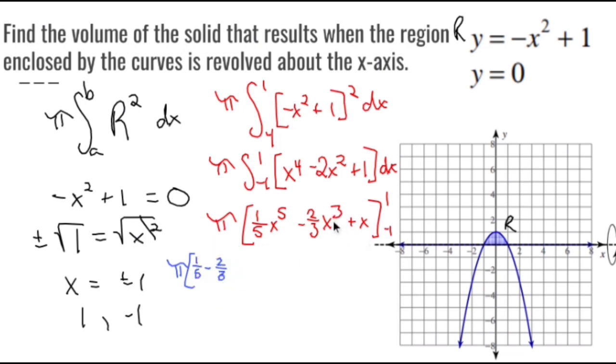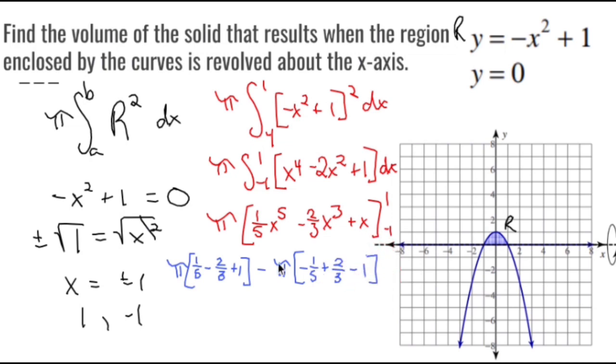1 to the 3rd is 1, so minus 2/3 times 1 is minus 2/3, plus x, which is plus 1. Okay, got it. The second part of the fundamental theorem of calculus: write that out again using the lower limit. So I have 1/5 times x to the 5th, which is negative 1/5. Same thing is going to happen here, but that's going to be positive 2/3 minus 1.